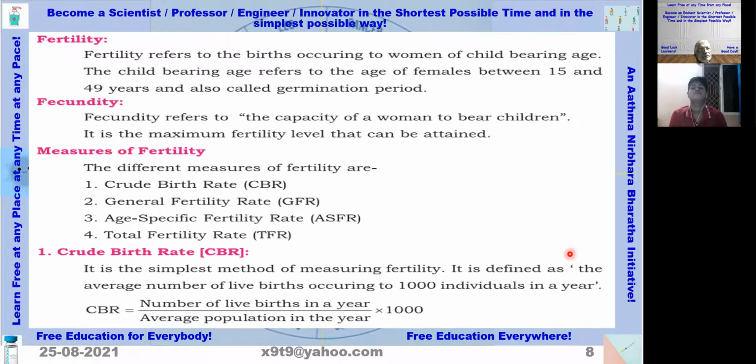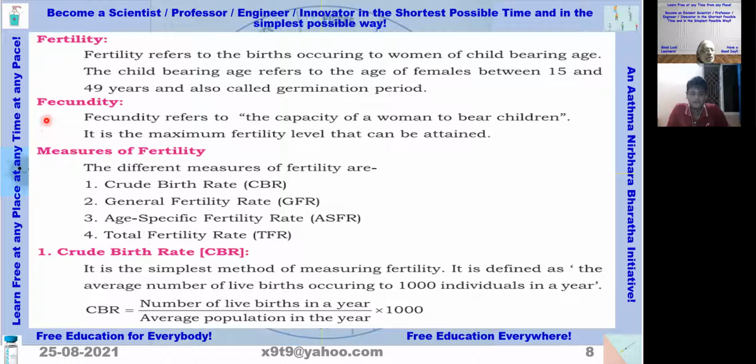Yes. Now we will continue here. So this starts with fertility. Can you read this passage? Fertility refers to the births occurring to women of childbearing age. The childbearing age refers to the age of females between 15 and 49 years, and is also called the germination period. So this period, 15 to 49 years, is called the germination period. That is the period of childbearing age.